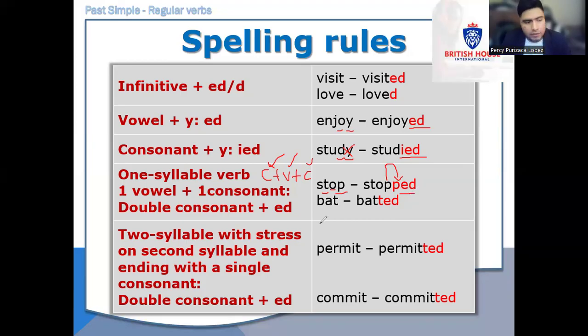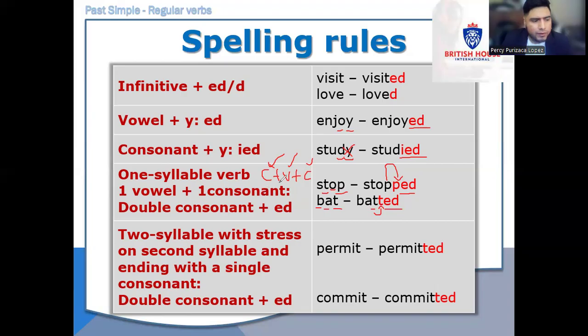Let's analyze the next word, which is bat. Bat is a short word. It has one syllable, bat, one syllable, and it finishes in consonant. B is a consonant, A is a vowel, and T, a consonant. So when you have this condition, you need to double the last consonant. The last consonant is, yes, you got it, it's T. Okay, so you need to copy T here, and at the end, you're going to add ED.